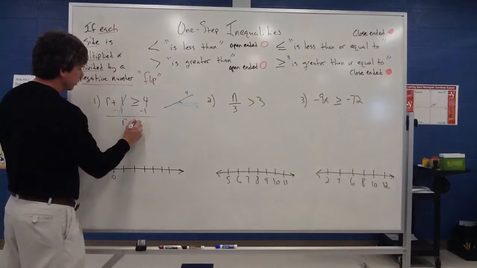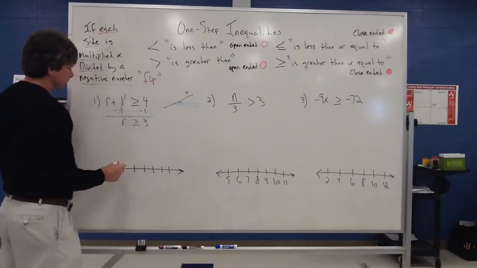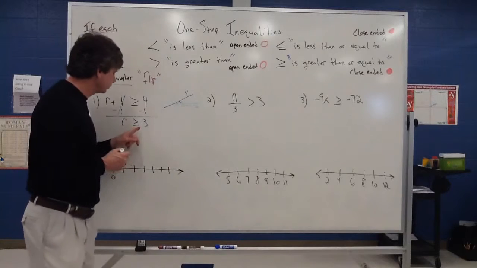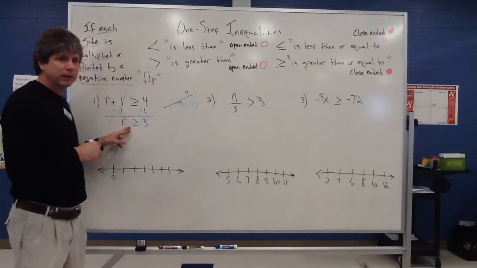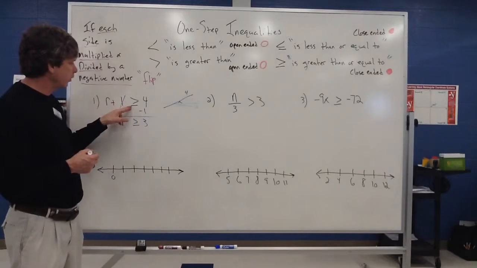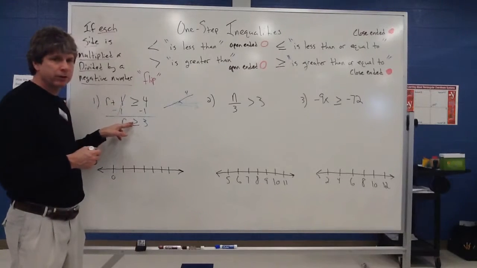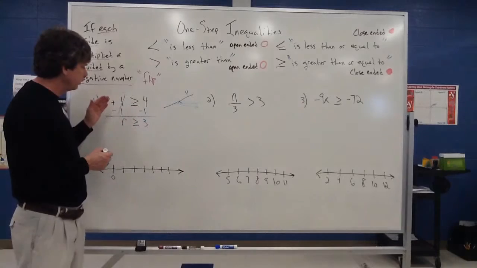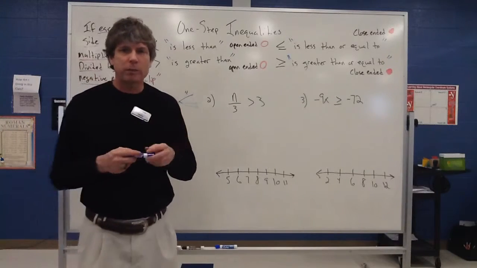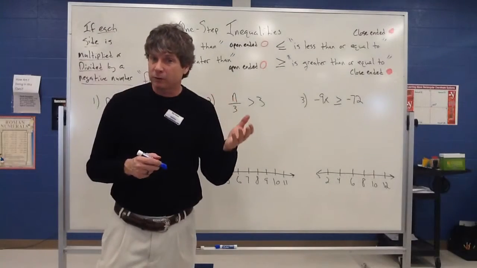And I get r is greater than or equal to 3. So r is greater than or equal to 3. That means r has to be at least 3 to make this work. If you pick a 3, 3 plus 1 is greater than or equal to 4, but it can also be greater than 3. So if I pick like a 4 or a 5, notice that this is going to make it true. And don't forget, we're not just talking whole numbers and stuff, we're also talking about those decimals and fractional answers too.